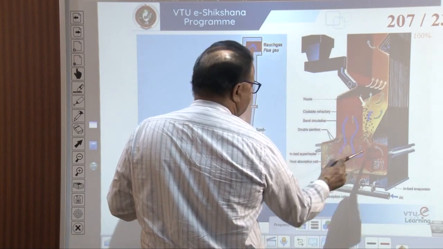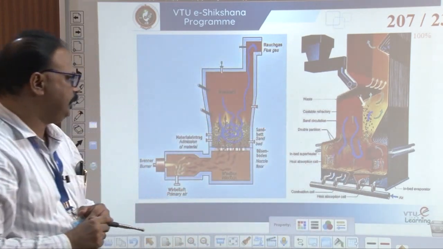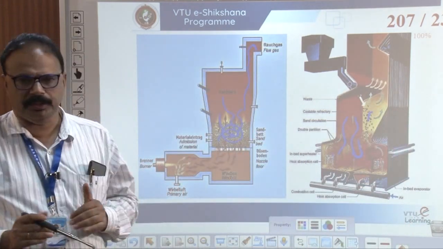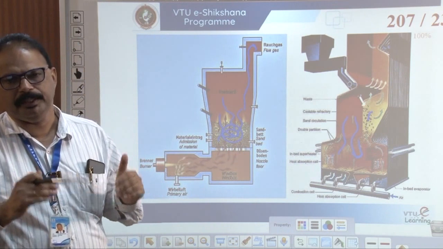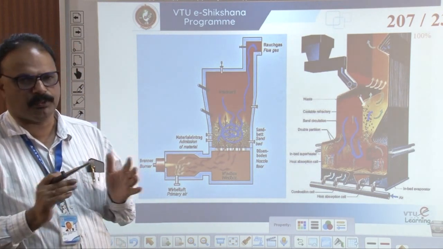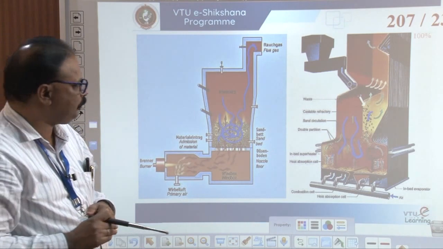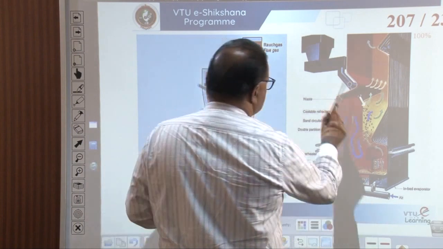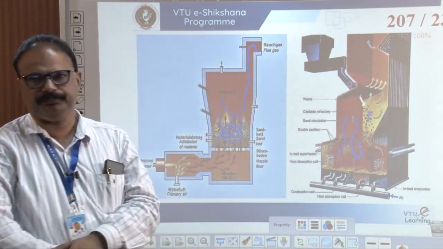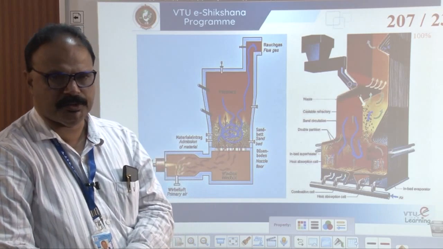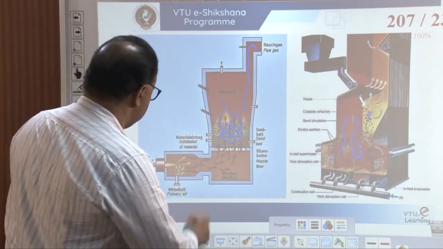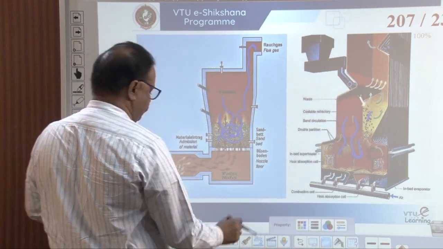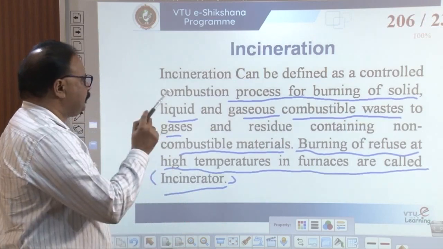You can see the high temperature burning in this. This furnace is very strong: even if it burns at 2000 degrees Celsius or more, it won't melt. That type of furnace has a double partition, and this is the process of incineration. Two types have been shown, one of this type and another of this type. This is called an incinerator, so I will explain.